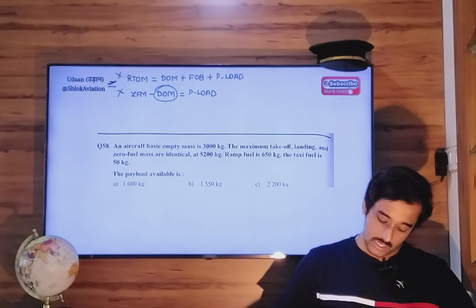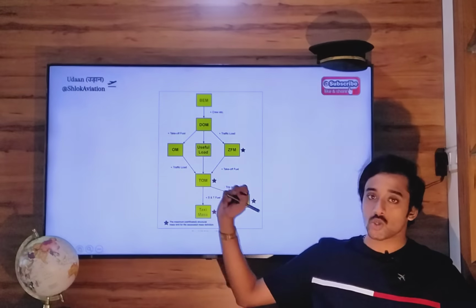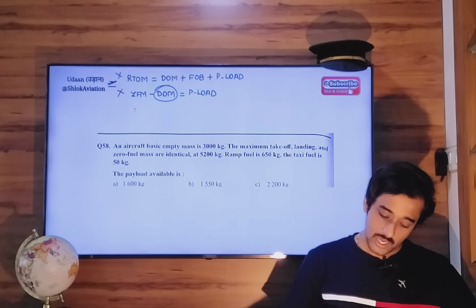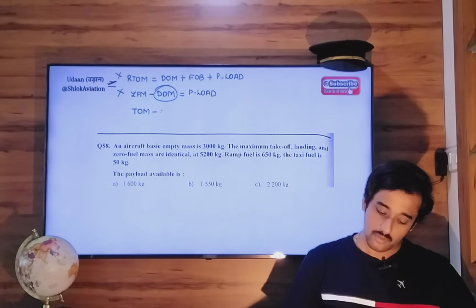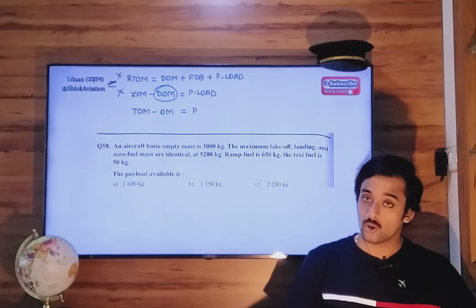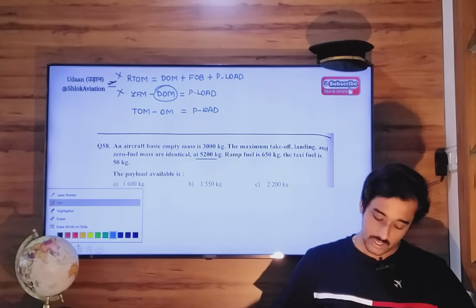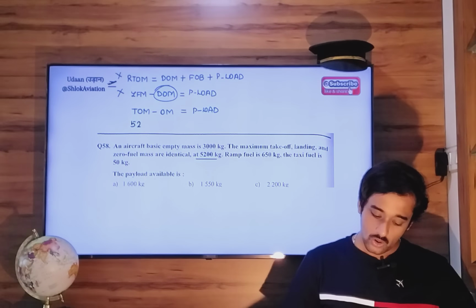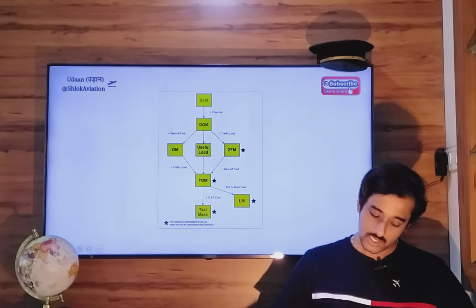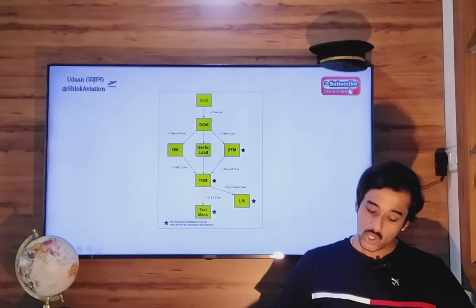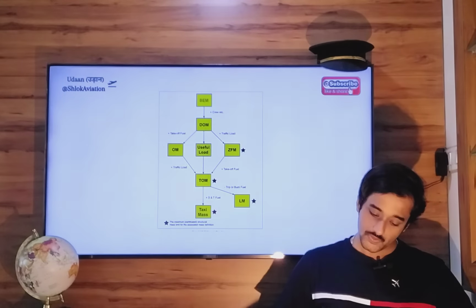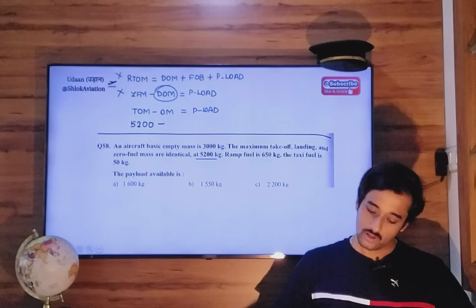The third way is takeoff mass minus operating mass. So takeoff mass minus operating mass equals payload, right? Takeoff mass is 5200. Operating mass, what is operating mass? It is DOM plus takeoff fuel.